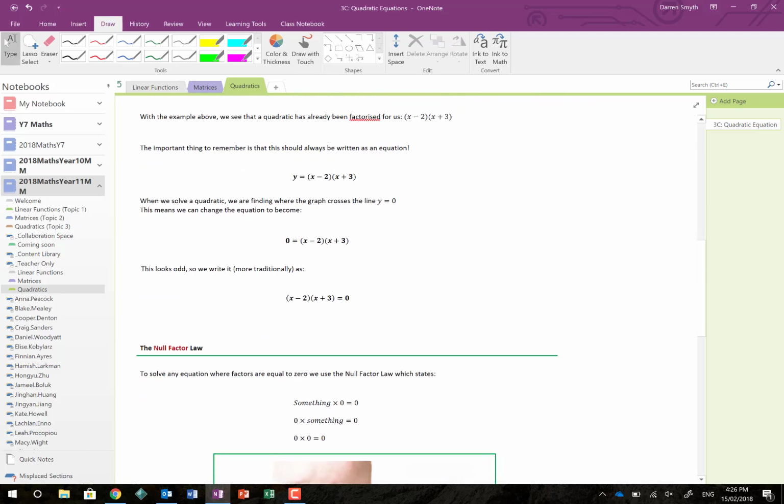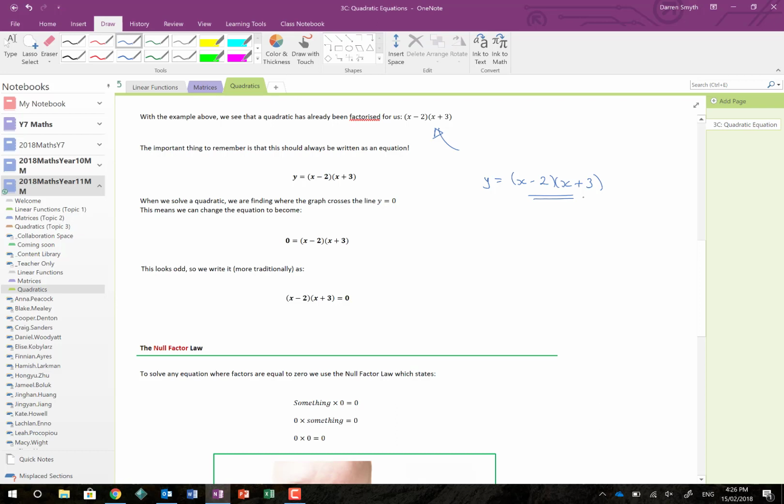With the example above, we've seen that it's been factorized for us. But the important thing to remember is it should always be written as an equation. Equations are really important because they are a relationship. Not in a relationship, they are a relationship. How can equations be in a relationship? That's just wrong. Realistically speaking, writing stuff like this is not the right way.